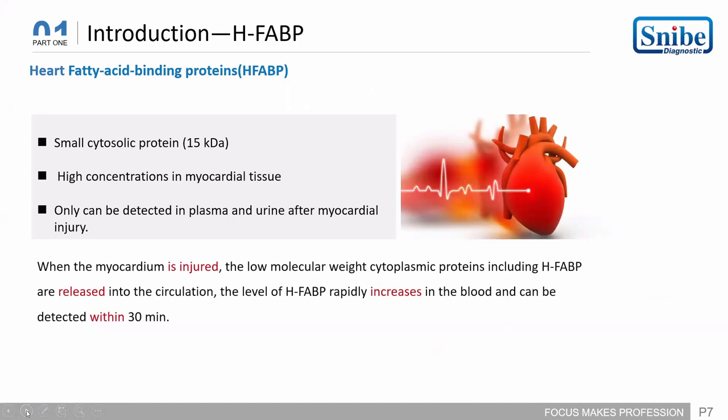So when the myocardium is injured, this lower molecular weight cytoplasmic protein, called HFABP, is released into the blood circulation. The level of FABP increases in the blood and can be detected after 30 minutes. So this is also a more specific cardiac marker for myocardial infarction.